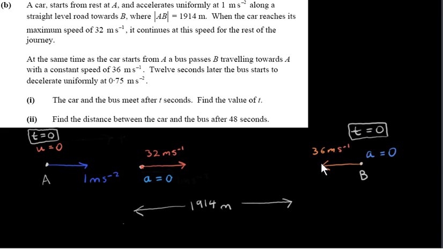The bus is travelling with uniform speed 36 meters per second. That means its acceleration is 0. So I'm doing acceleration in blue and velocities in red. 12 seconds later, the bus is somewhere here. And we are told that it starts to decelerate at t equals 12. So it's been traveling with constant velocity all along.